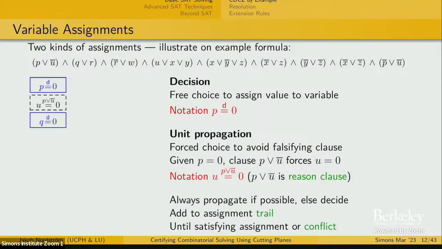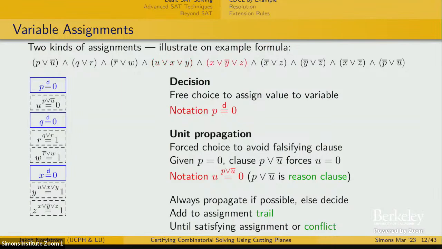So now the SAT solver maybe decides to set Q to false. And then this second clause propagates that R has to be true. The third clause propagates that W has to be true. Again, there are no further propagations. So now maybe we decide on X being false. And now the SAT solver is keeping a trail, which is an ordered list of the assignments made so far. Now U is false, X is false. So this clause propagates that Y has to be true. So I write that down with U or X or Y as the reason clause. And then this clause X or not Y or Z propagates that Z has to be true.